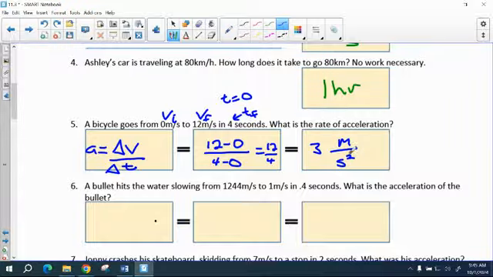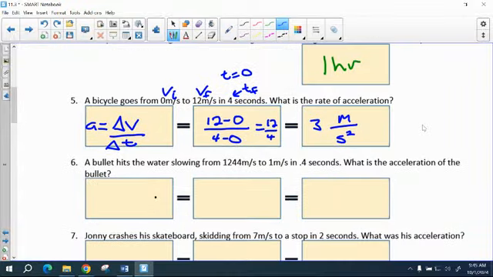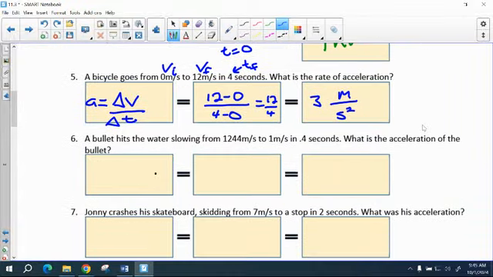That's problem number 5. I'm just going to crank through a couple of these, and then I'll give you some time to do it on your own. One last one I'll do with you, and then I'll give you more time. So we have a bullet hits the water slowing from 1,244 meters per second. So that's the initial velocity, right? To 1 meter per second.